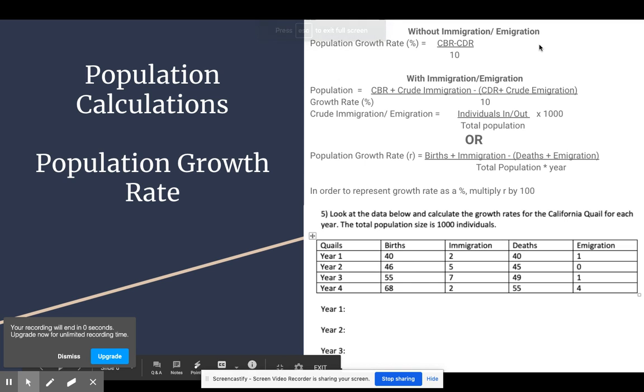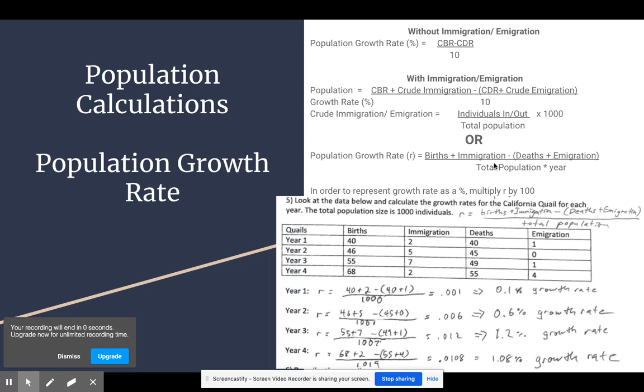If you look at the question here, number 5, it gives you a list of the births, deaths, immigration, and emigration for a population of California quail. And it gives you this over 4 years, and it states that the total population size is 1,000 individuals. So what we're asked to do here is calculate the growth rates for these. In order to do that, I'm going to use this population growth rate equation right here, and you'll see the work for that now.